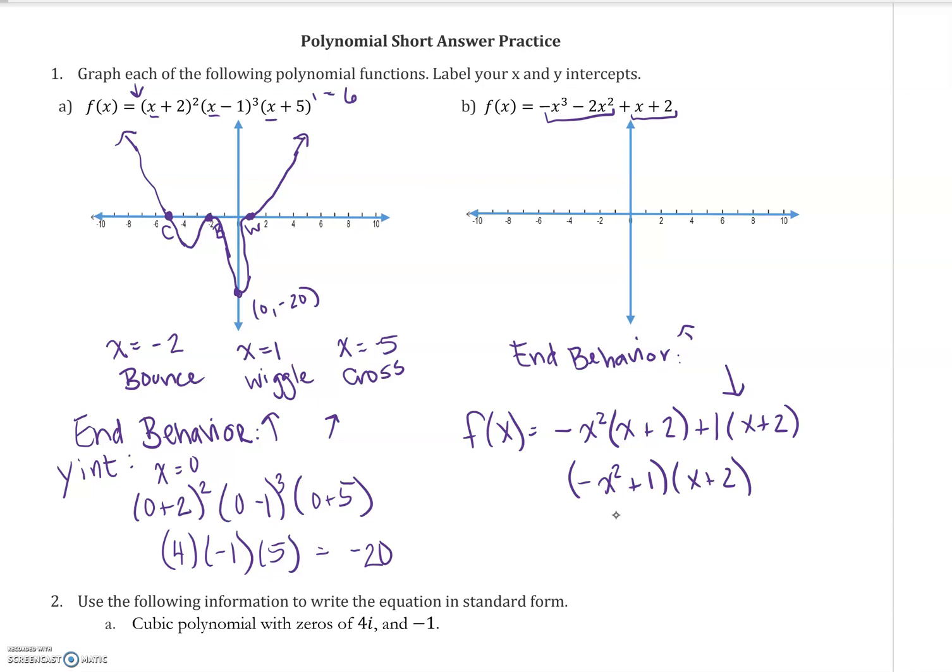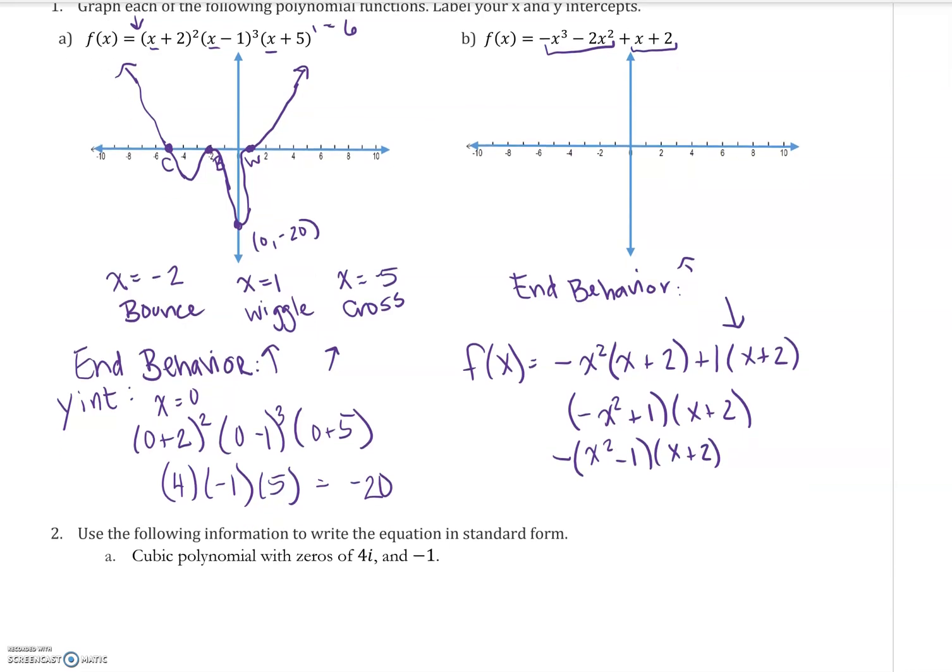Okay, then from there, I want to look at this negative x squared plus 1, and I never want this negative to be inside the parentheses, so I'm going to go ahead and factor that out again, and have x squared minus 1 now, times x plus 2. And finally, I see that x squared minus 1 follows my difference of squares pattern.